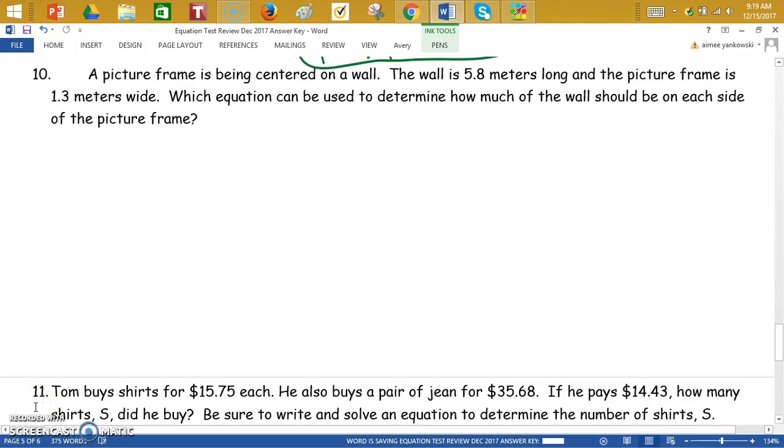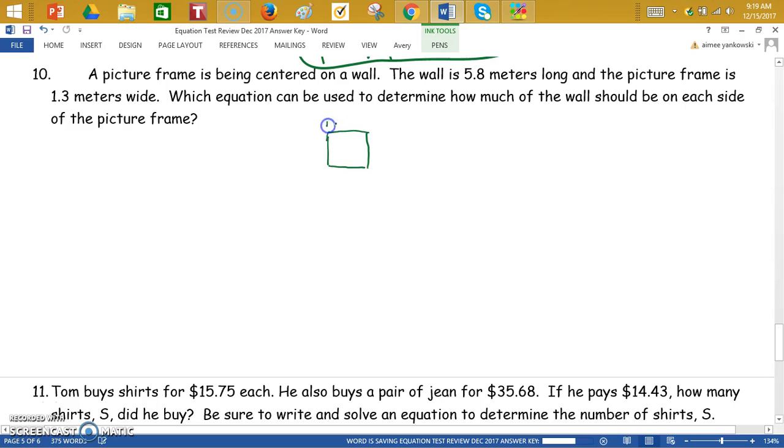All right, 7th graders, this is to help prepare you for number 10 on that test next week. It says a picture frame is being centered on a wall. The wall is 5.8 meters long. The picture frame is 1.3 meters wide. Which equation can be used to determine how much of the wall should be on each side of the picture frame?